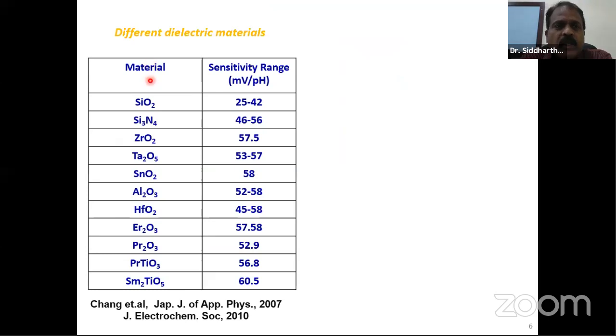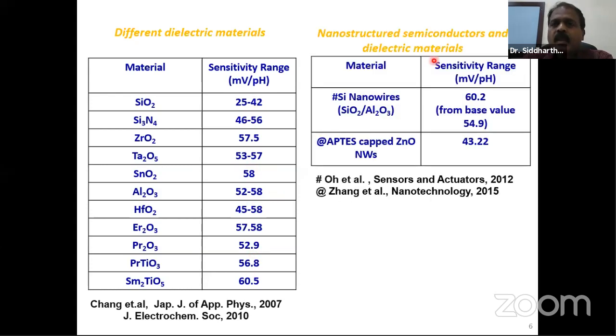So this shows a table of different dielectric materials and the sensitivity which has been obtained. This is in ascending order. Typically what happens is these materials have a variation in the buffer capacity, because of which they have different sensitivities. Now, there are also reported works on utilization of nanostructured semiconductor dielectric materials to enhance sensitivity.